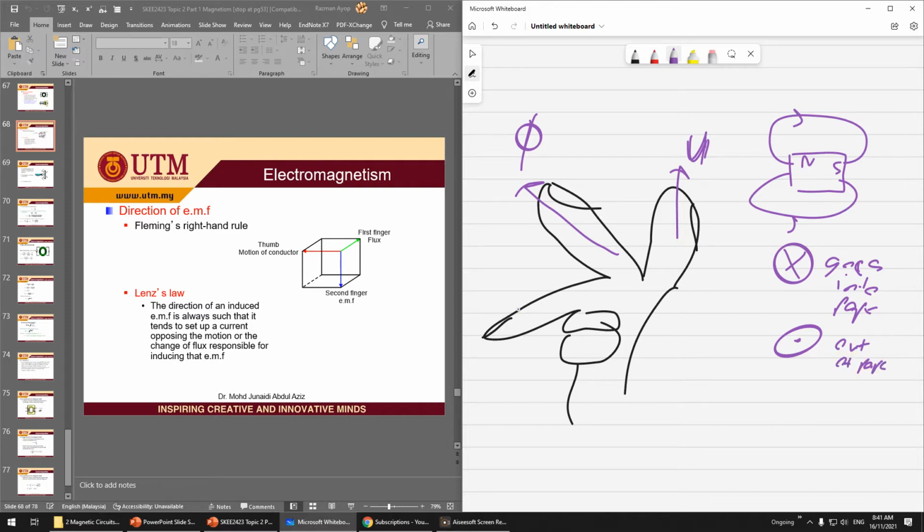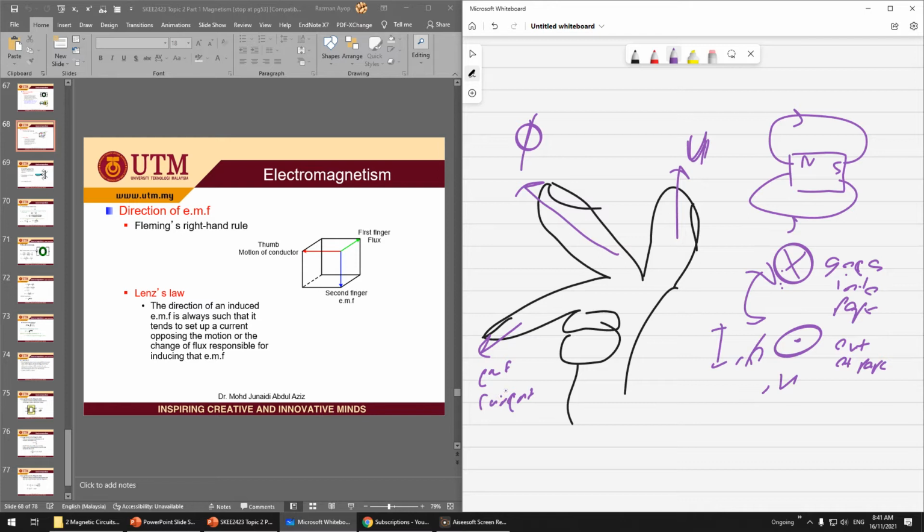This applies not only for flux but also for U, and of course this one is the EMF. This is the direction of current. So this applies for all: I, flux, and U. So EMF, electromotive force.